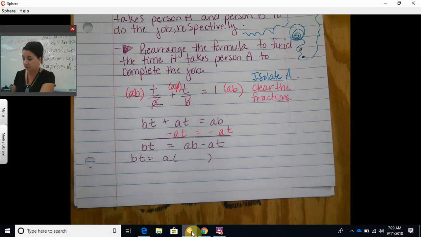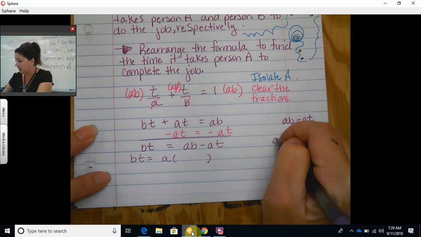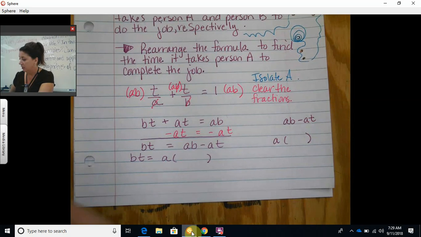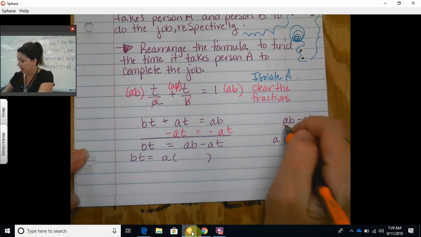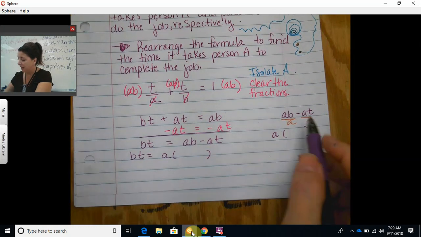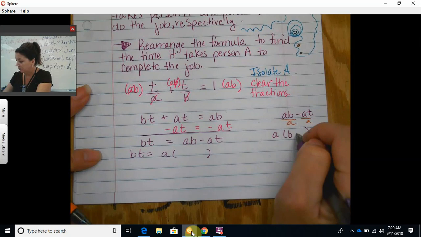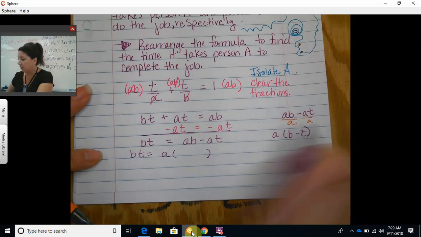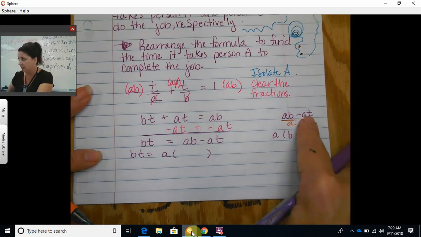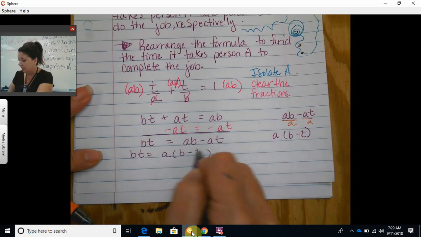Y'all remember? Let me do it over here on the side. AB minus AT. I'm going to factor out an A. So to see what's left after you factor it out, you do it just like if it were numbers there. You would divide both terms by A, and whatever's left goes in the parentheses. So what is AB divided by A? B. Negative AT divided by A. Negative T or minus T, right? And just to double check, if I go back and distribute, A times B is AB, A times negative T is negative AT, correct? So over here I'll have A times B minus T.